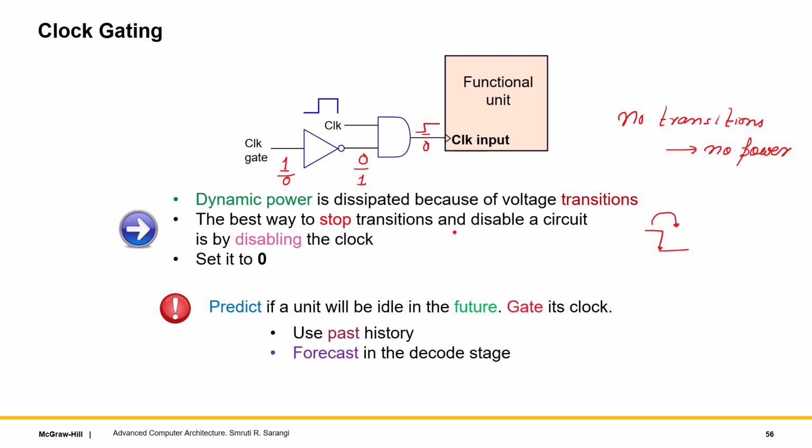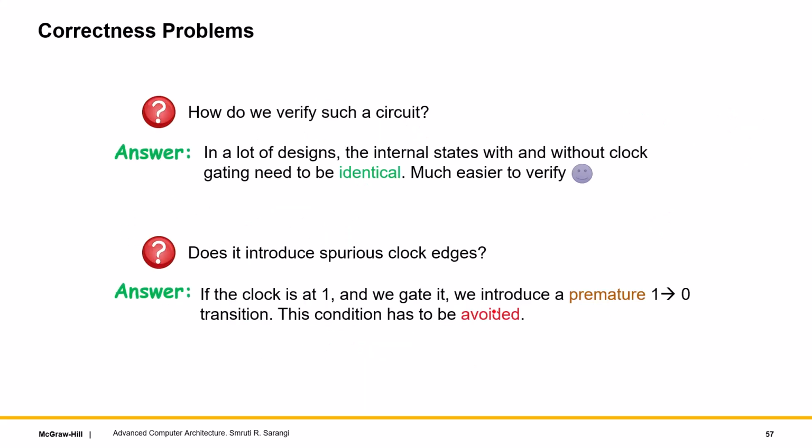But this is not going to happen because the clock is disabled, so there is no movement. Of course, how you predict is an important thing. You can use past history, or you can look at what is there in the decode stage and try to make a guess, try to forecast. So this is difficult, but clock gating again is an industry standard now.